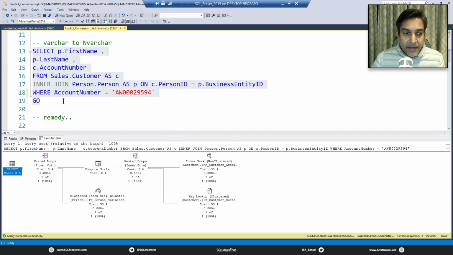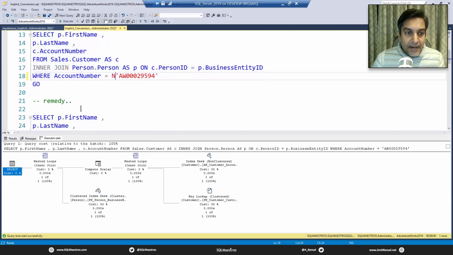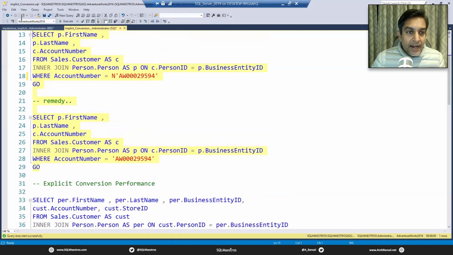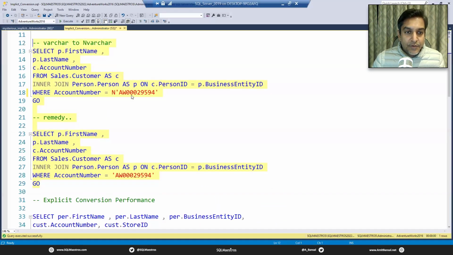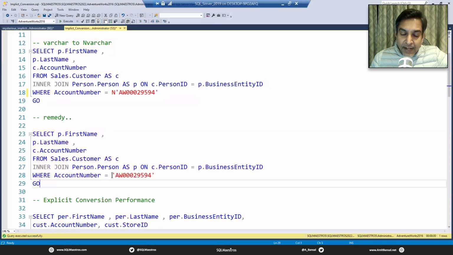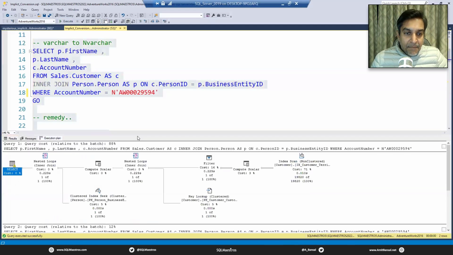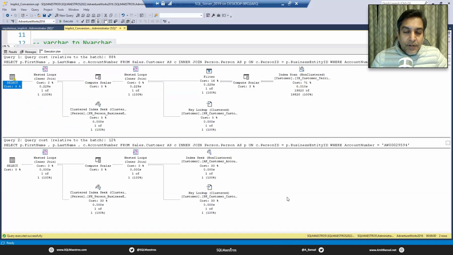And if you did not recollect what the execution plan was earlier, why not put this also here back? Let's put that, and the remedy is here, this one where I've removed this n thing. So let's go and compare these two. You have two execution plans now, one with implicit conversion, and this one is the fix where we have removed n, and there's going to be no implicit conversion. Let's look at the execution plan in both cases. And here you go.